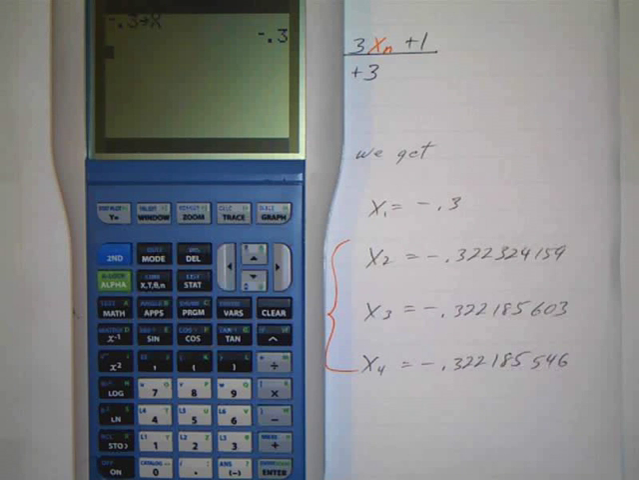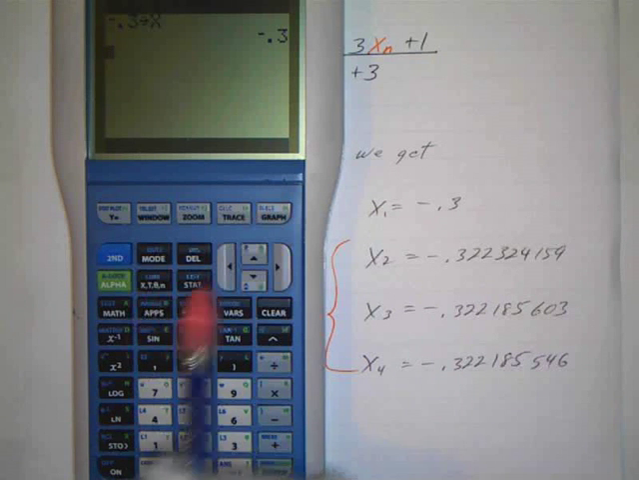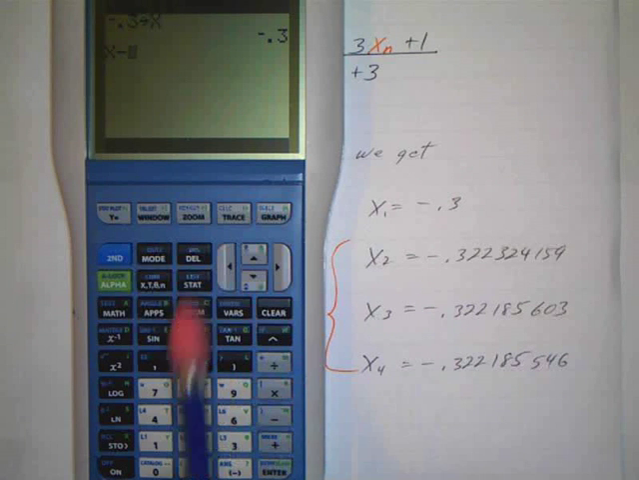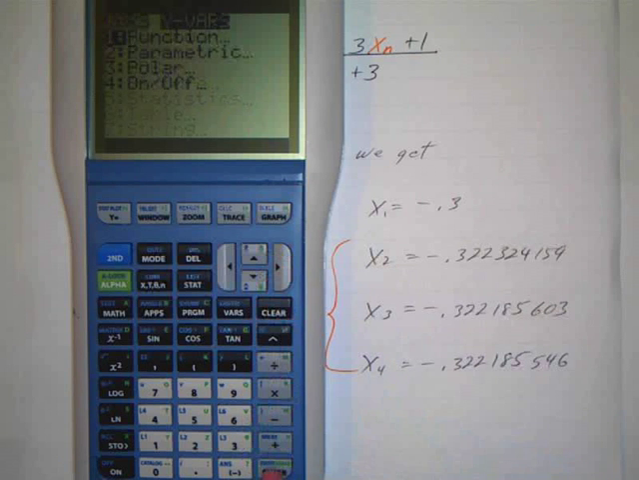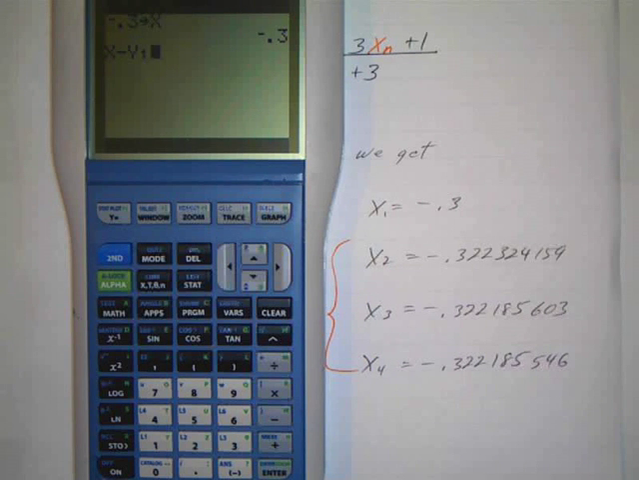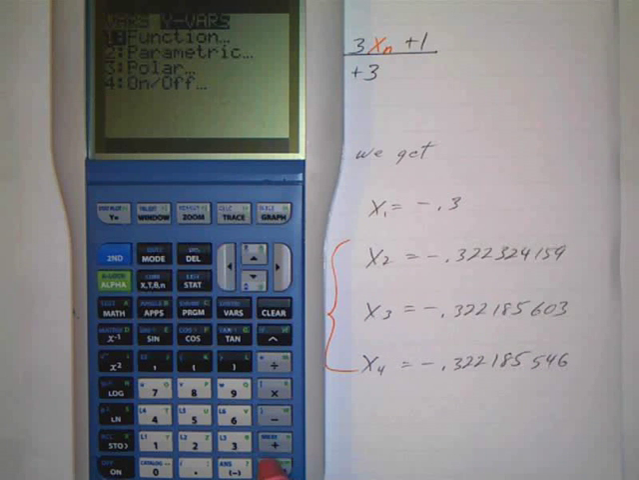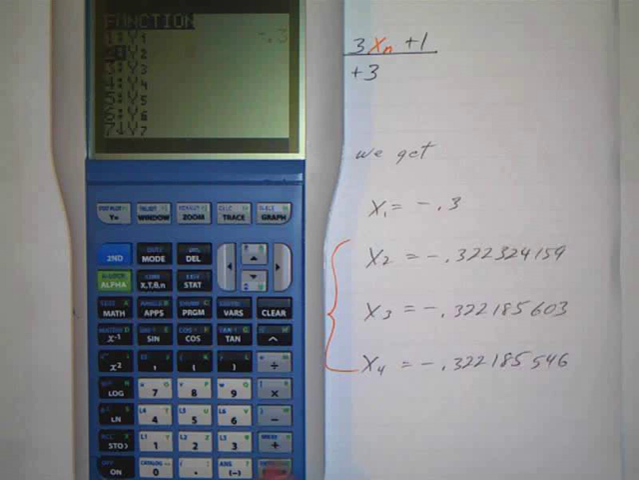Now we just put the formula that we had: x minus, and remember the formula was f of x, but we don't have that. We have f of x in our y1, so we go VARS, Y-VARS, enter, enter, and that's going to be our f of x. That's going to be divided by, if you look at the formula, f prime of x, and that was in y2. So we'll go VARS, Y-VARS, enter, and go down to y2, enter.